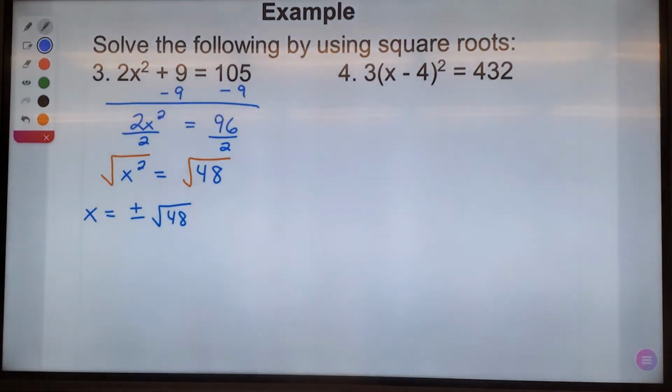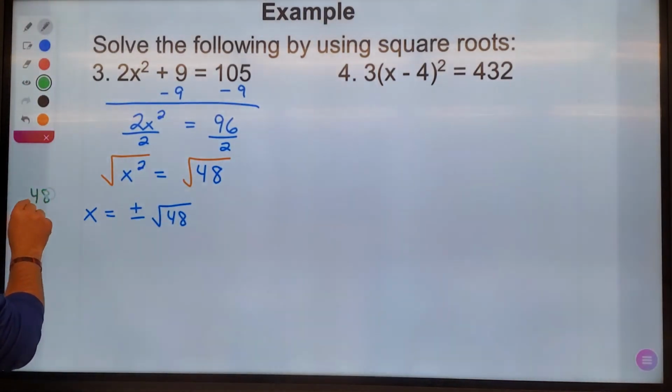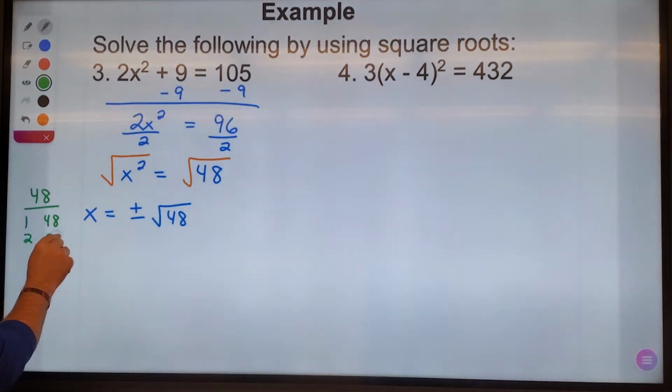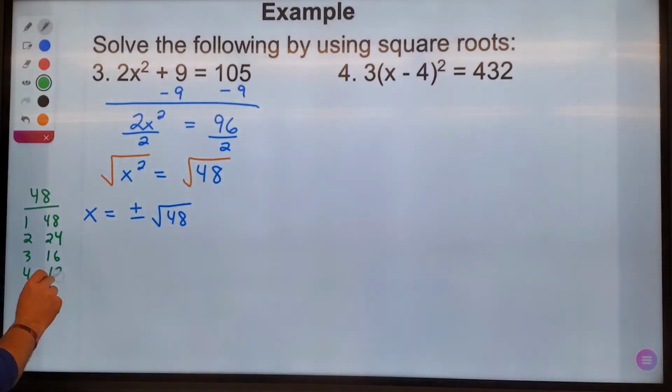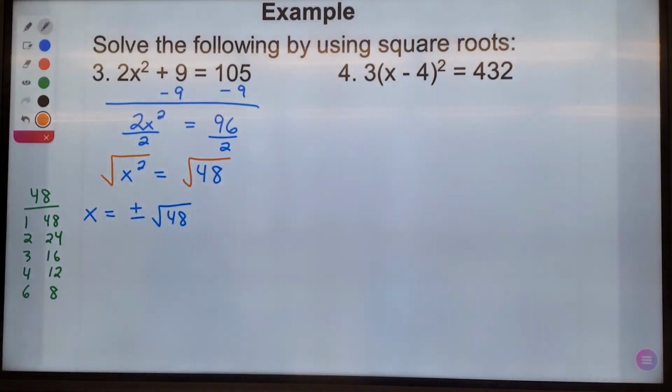Okay? So 48, I need to find the factors. 1 times 48. 2 times 24. 3 times 16. 4 times 12. And 6 times 8. And again, looking from the right side, going down, and then coming back to the left side if we need to, and going up. 48 is not a perfect square. 24 is not a perfect square. However, 16 is a perfect square. So I'm going to use this set to break this up.